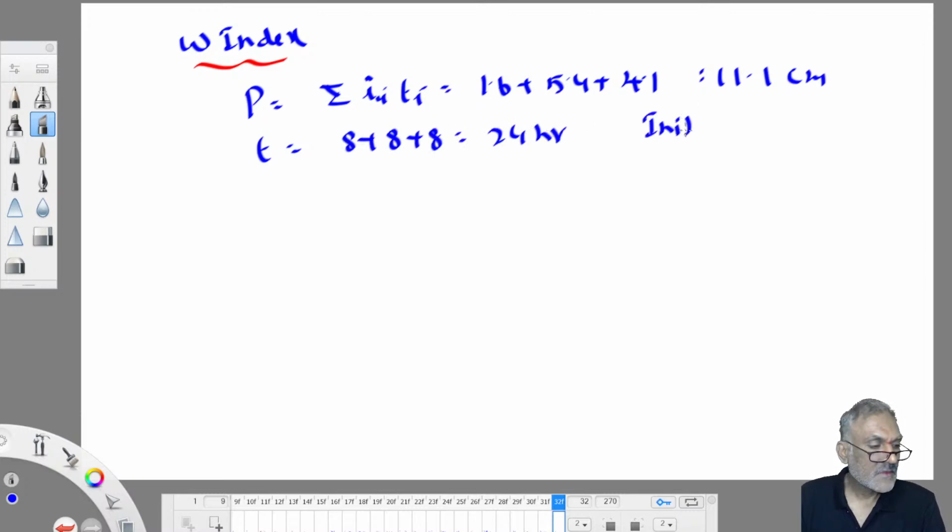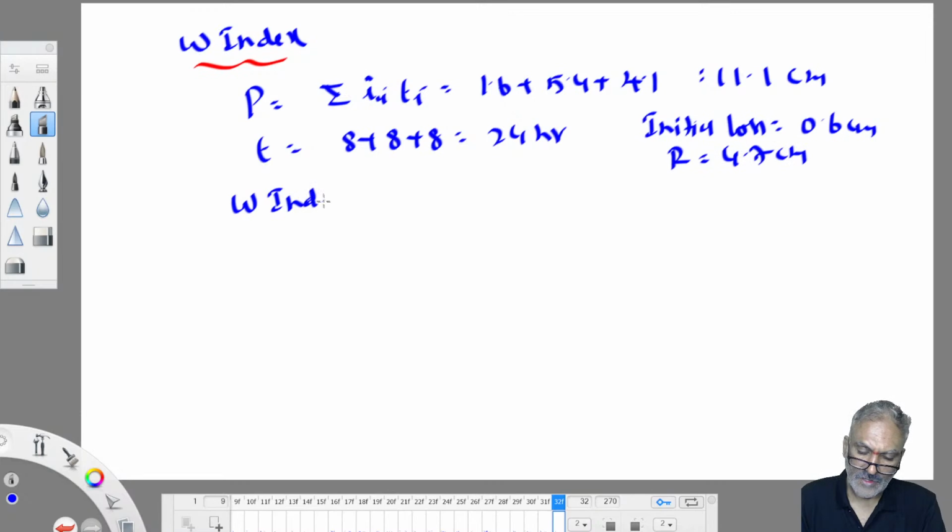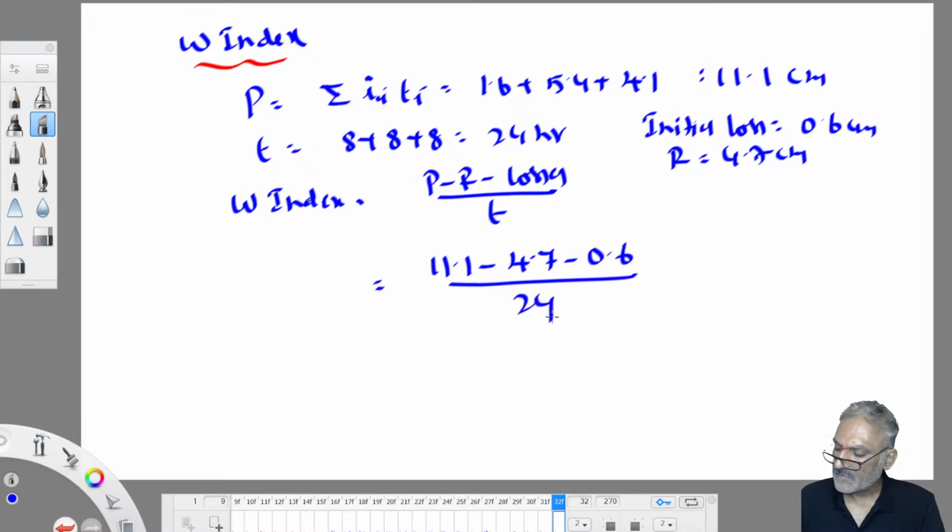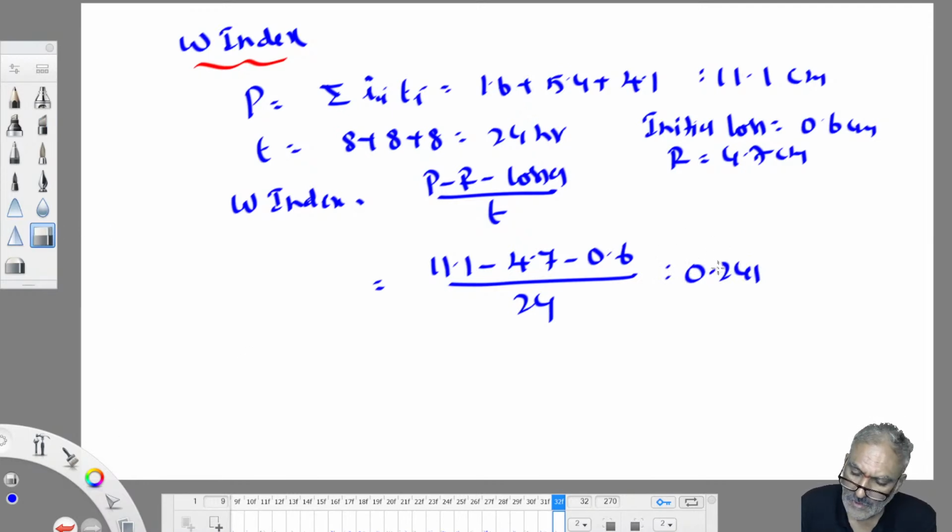Initial losses are given. Initial loss is given as 0.6 centimeter. Therefore, runoff is also given, 4.7 centimeter. So therefore, double index is equal to P minus R minus initial losses by T. So 11.1 minus 4.7 minus 0.6 by 24. Come on, work out. Point 241. 0.2416 centimeter per hour.